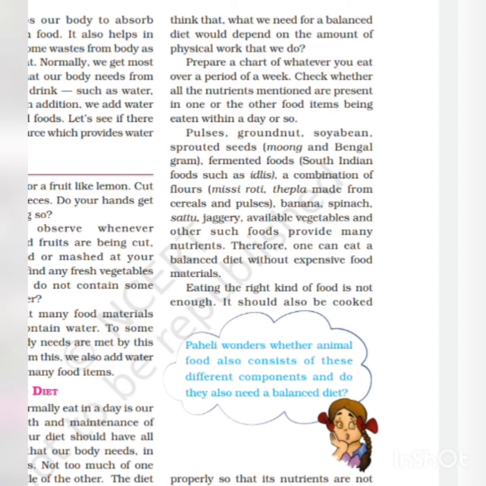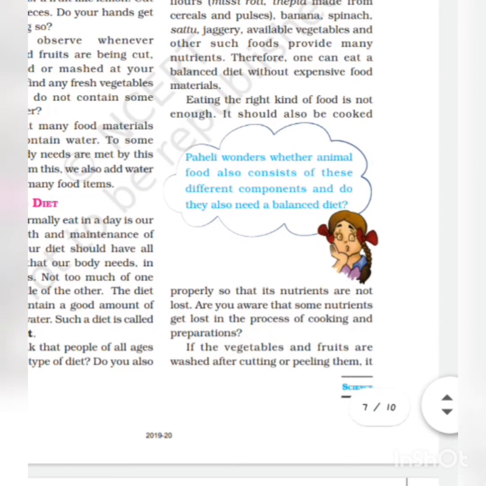So here it is written: pulses, groundnuts, soybean, sprouted seeds, and everything are foods which provide us many kinds of nutrients. So our diet should contain every kind of food, and they are not expensive. It's our regular, basic need, which has to be met. And eating food in the right kind and the right amount is very important.